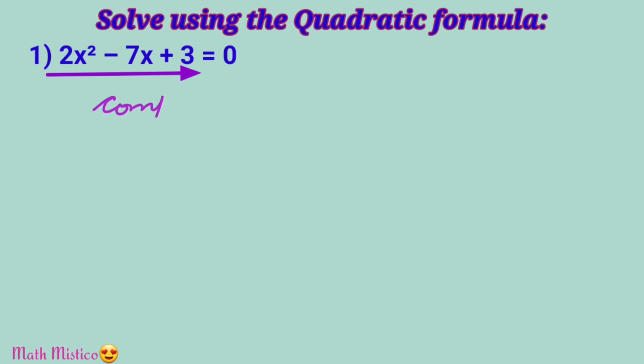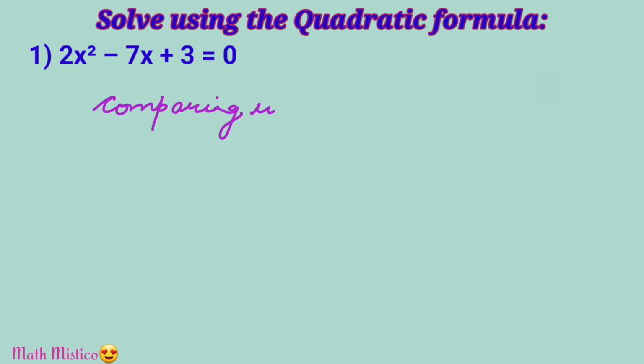Now let us discuss some examples to understand how this is done. The first equation is 2x² - 7x + 3 = 0. Remember that before you solve the equation, it should be in standard form, that is, decreasing powers of the variable. Otherwise, you will have to rearrange the terms. This one is already in standard form.